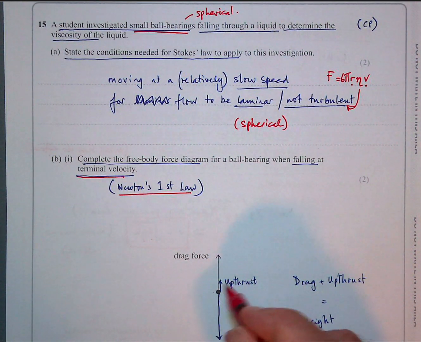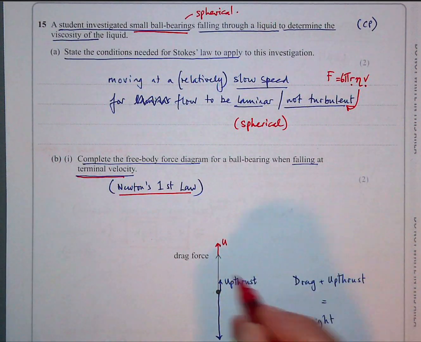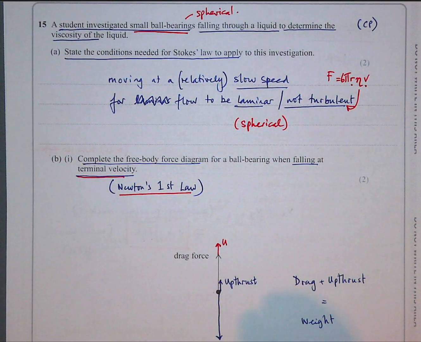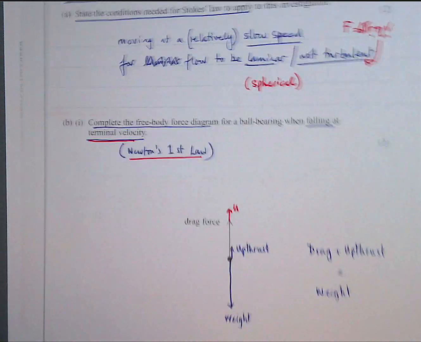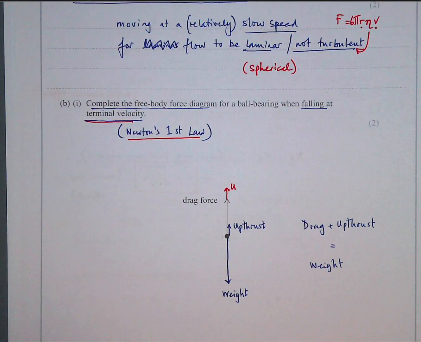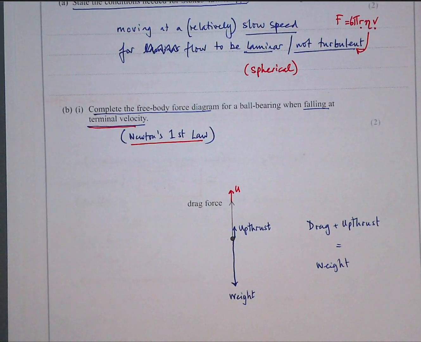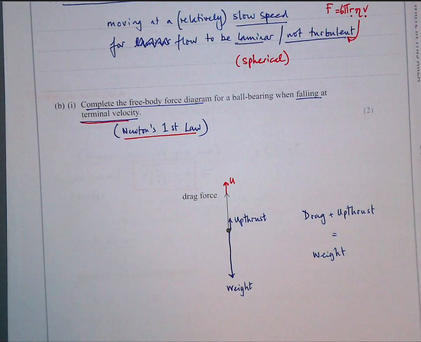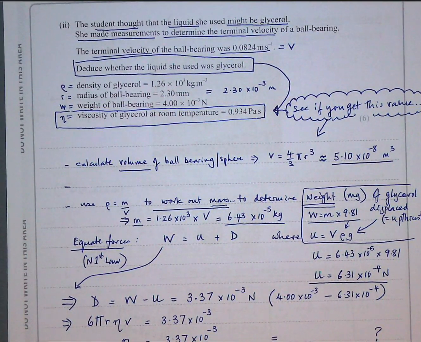So if you move the upthrust and put it up there, the length of these two arrows must be equal to the weight downwards. The length of arrows is important in making sure you get the 2 marks. Visually they will check that you've got them roughly right, so make sure you're aware of that. So that's the beginning of question 15.